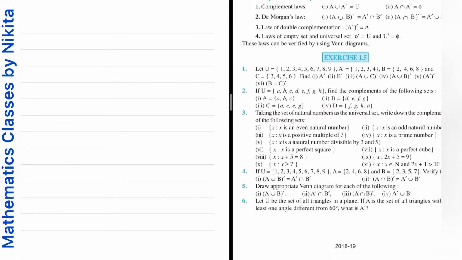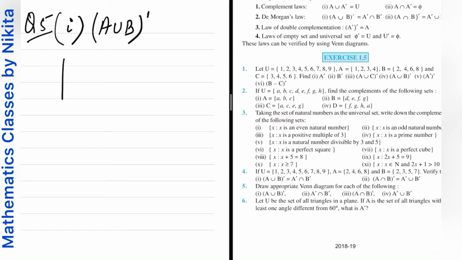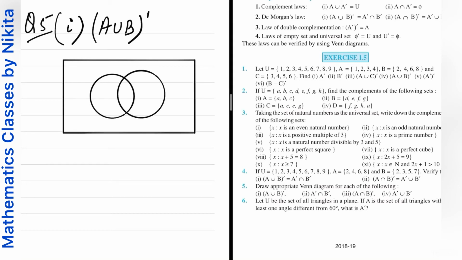Question number 5. Draw appropriate Venn diagrams for each of the following. So the first part says that you have to draw the Venn diagram for A union B whole complement. Okay, so let me draw. So suppose this is your A, this first circle, and second circle is B. And you know that this is your universal set.